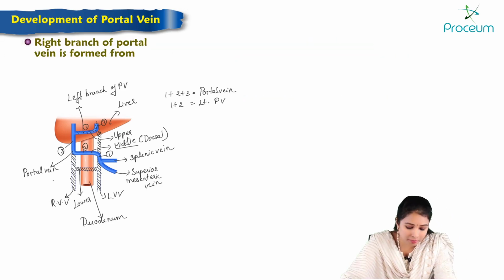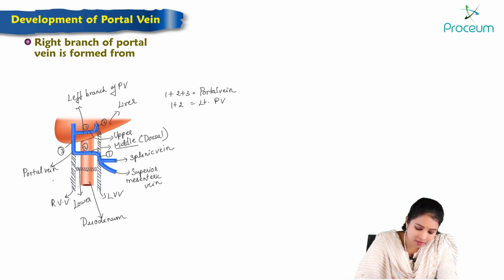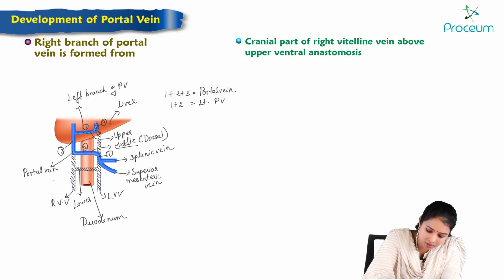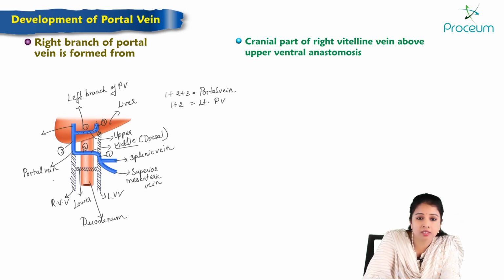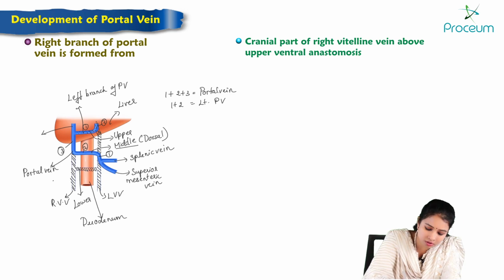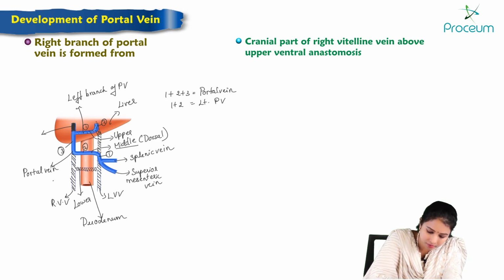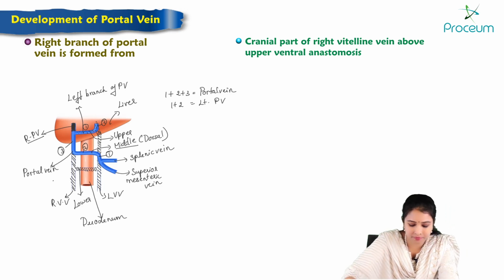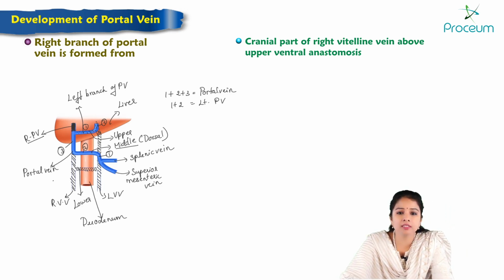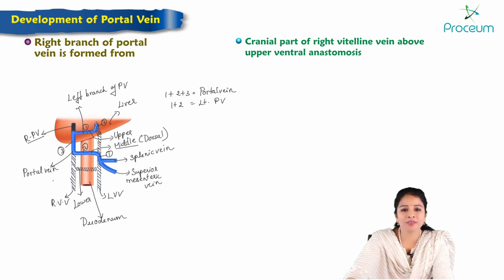Then the right branch of the portal vein is the cranial part of the right vitelline vein above the ventral anastomosis, the upper anastomosis, the remaining part from here to here. So this part forms the right branch of the portal vein. So this completes the development of the portal vein. Thank you.